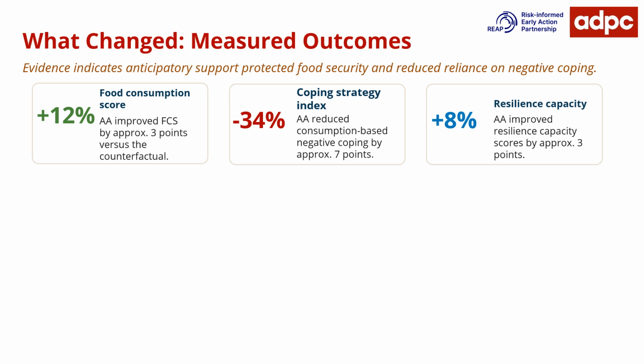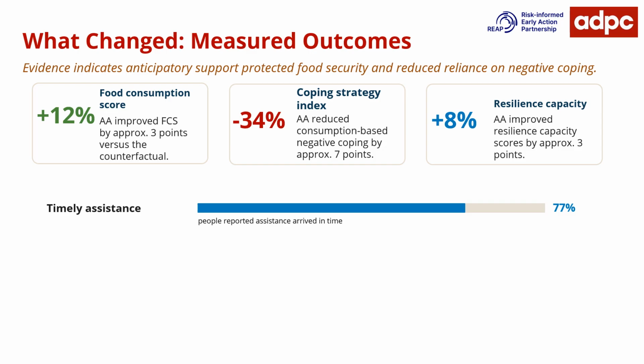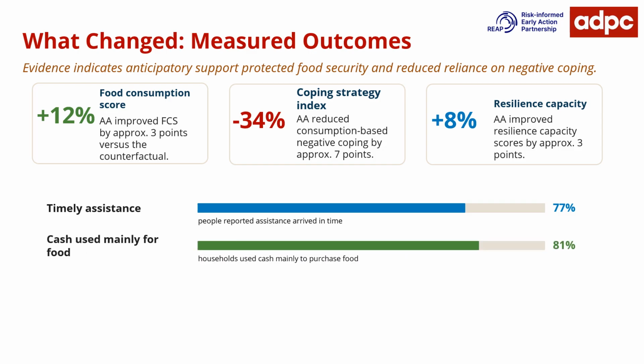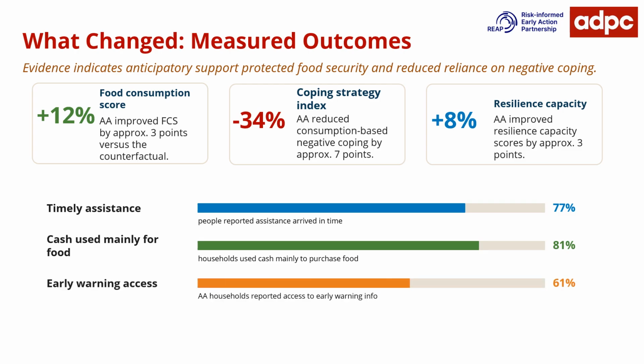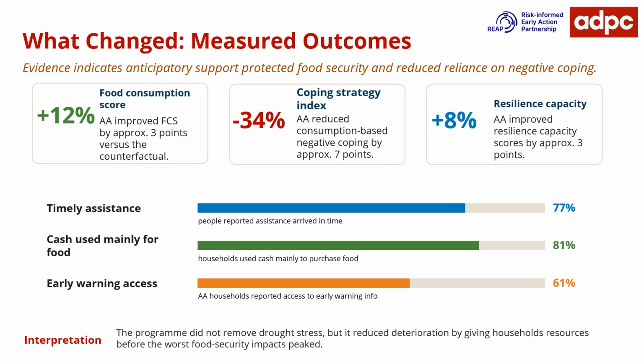Beyond these headline indicators, 77% of people reported that assistance arrived in time. 81% of households used their cash mainly to purchase food. And 61% of anticipatory action households reported access to early warning information. Interpretation. The program did not remove drought stress, but it reduced deterioration by giving households resources before the worst food security impacts peaked.